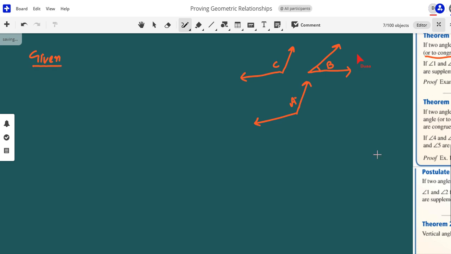We are given that angle C and angle B measure to 180 degrees. No, we are not given that. We are given that both A and C are supplementary to angle B.